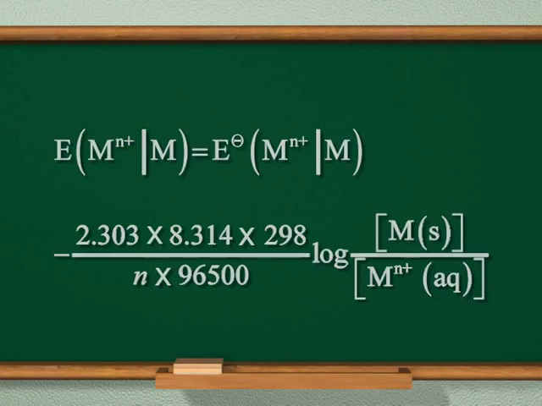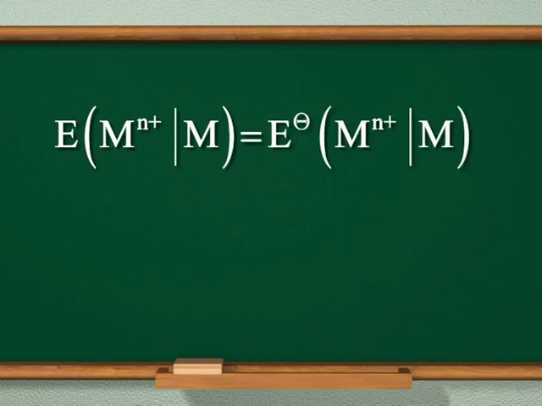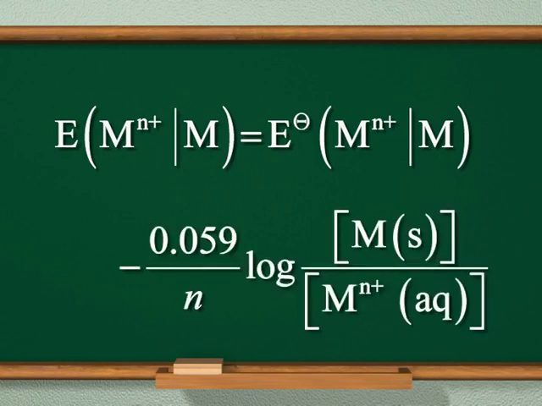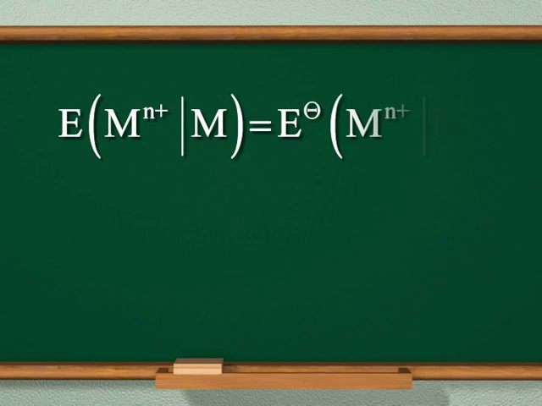Simplifying the equation, we get electrode potential under given conditions is equal to electrode potential under standard conditions minus 0.059 divided by number of electrons involved in the reaction multiplied by log of molar concentration of the metal divided by molar concentration of ions. Let me tell you here that concentration of the solid phase is taken as unity. The equation which we have learnt just now can also be rewritten as shown on the screen.